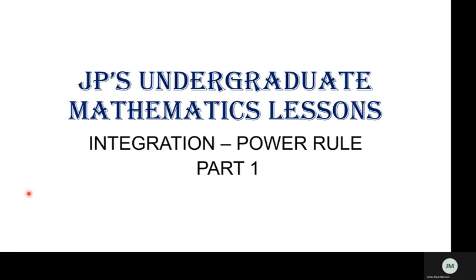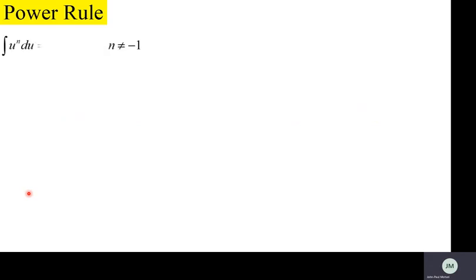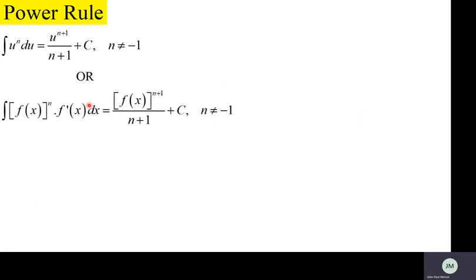So here, we're going to look at how one could apply this rule, the integral of u to the n du. The result will be u to the n plus 1 over n plus 1: we just add 1 to the exponent, then divide by the new exponent, and of course, this will only work when n is not equal to -1. In other books, they express it in this fashion, wherein we have f of x to the n, and outside we have the derivative of f of x. So we just add 1 to the exponent and divide by the new exponent, and again, n should not be equal to -1.